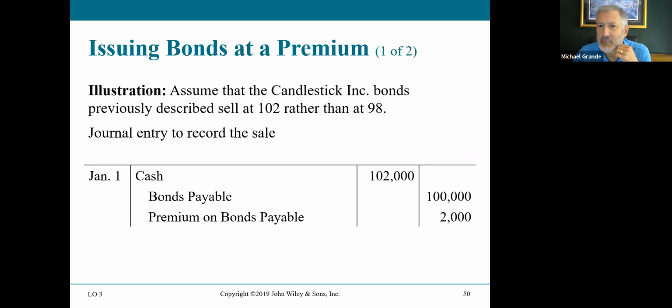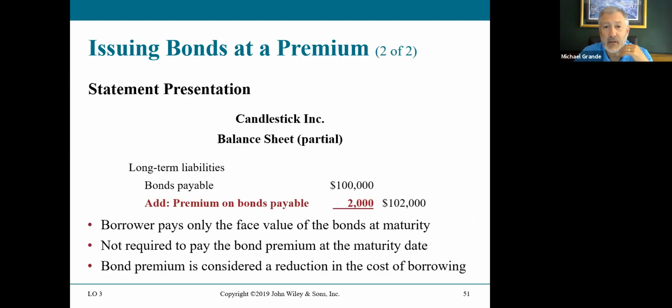What if it's issued at a premium, more than the face value? Assume that the Candlestick Inc. bonds previously described sell at 102 and not 98. They receive more cash than the face. They receive 102% of the bond. They receive $102,000 of cash. They still have the bond payable at $100,000. That's not changing. But they've got a premium of $2,000. Debits have to equal your credits. This is what the balance sheet looks like now, right? More than $100,000.